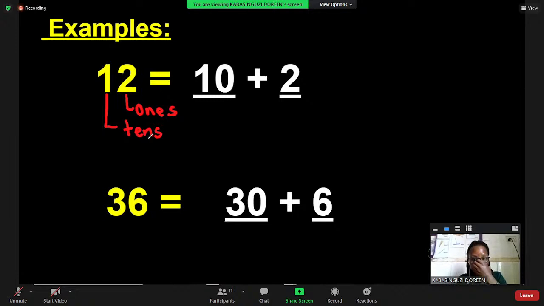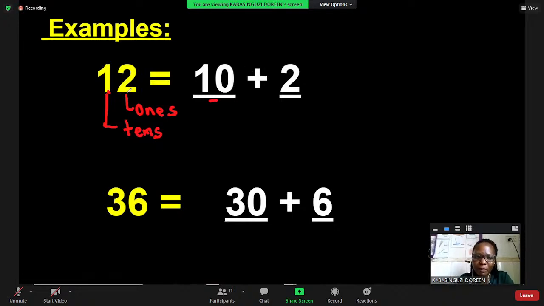When we are making this number bigger, eyes on my screen, please. The number is 12. Since this one is in the place value of tens, it will become 10. 1 times the 10. 1 ten is 10. Then we put plus. We are making it bigger.